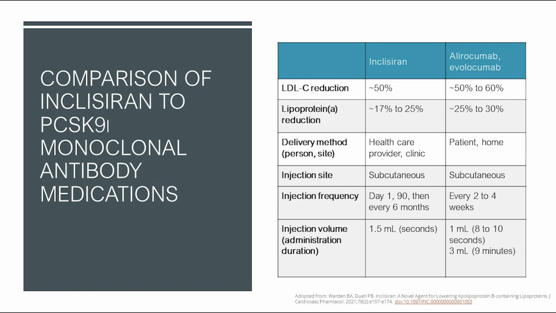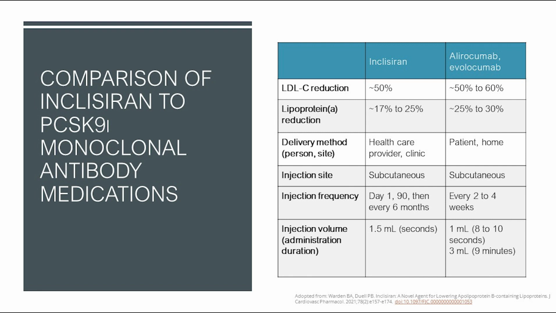So there is a potential benefit here to the use of inclisiran in those who may not be able to adhere to the once or twice a month administration frequency. The injection volume is fairly similar. It's about 1.5 milliliters for inclisiran and either 1 milliliter or about 3 milliliters for our monoclonal antibodies.